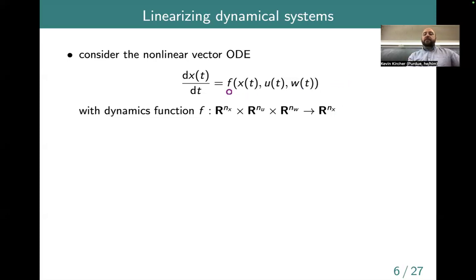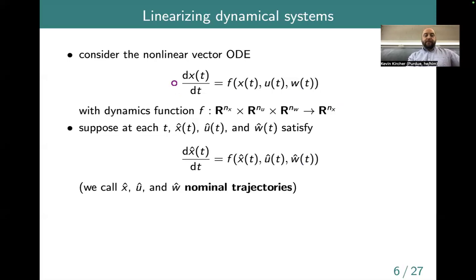So we're basically going to apply our linearization rule to f, and then write down what the derivatives of f look like for that Jacobian matrix. And then we will find a way to approximate this nonlinear dynamical system by a linear system. So we begin by saying, suppose that we have these nominal trajectories or solutions, x hat, u hat, and w hat, that satisfy the governing equation.